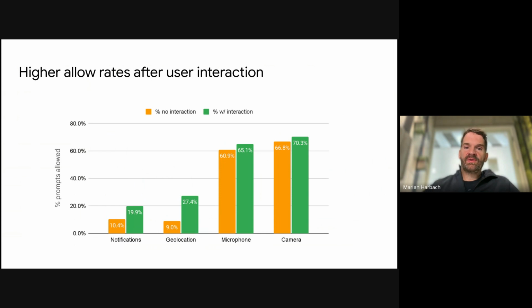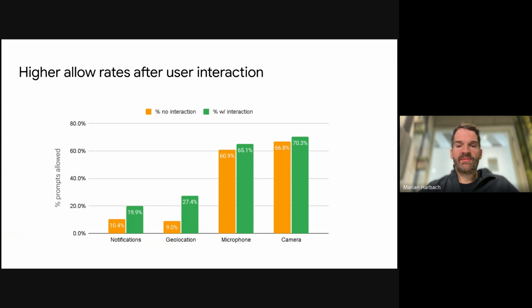Coming back to the actions users take on the prompt, we find that the presence of a prior user interaction has the effect we would expect. Interacting with the page makes it more likely to allow access. Considering the allow rates for each of the 4 major prompt types, we find that they are substantially higher for notifications and geolocation prompts after a prior user interaction. For geolocation, prompts shown after a prior user interaction have an allow rate that is 3 times higher than without.